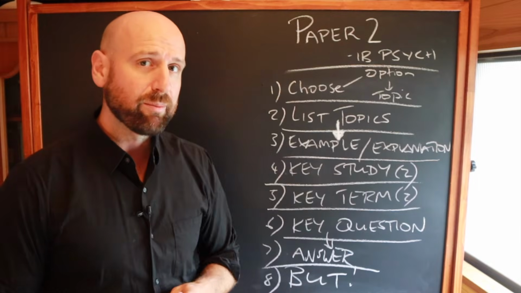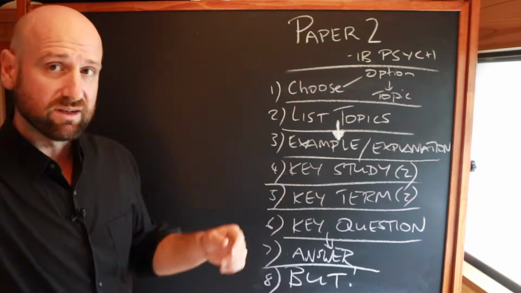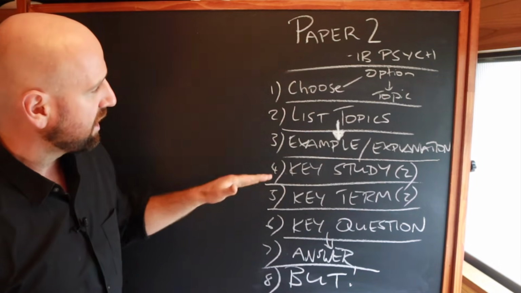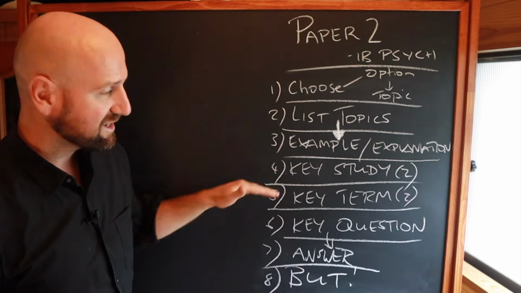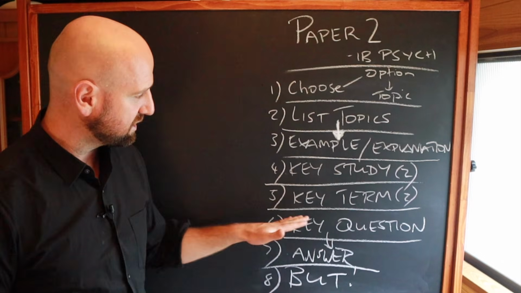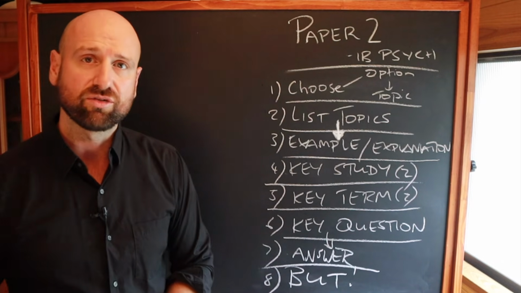So there we have it, studying for paper 2 in IB Psych, right? Make the list of your topics that could be in the exam. You have to know what the possible exam questions might be. Then come up with the examples, the studies that go with the examples, the key terms, and then here you're getting into your central argument aspect, the key questions and the answer, and then finally your critical thinking.